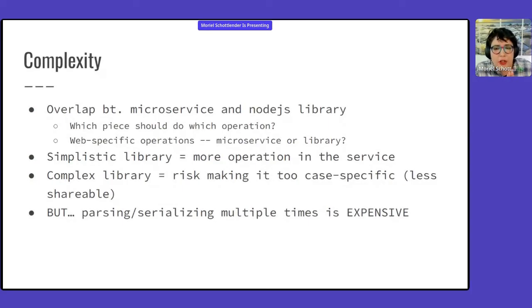The actual action of parsing an HTML string into a document is expensive. It takes time. And so if I do it twice, I'm actually doubling the amount of time that it takes the system to respond. So I need to make sure that I only do it once, which means that if there are certain things that might be web specific, but required to be done before while I parse it, I might have to put it in the library, right?